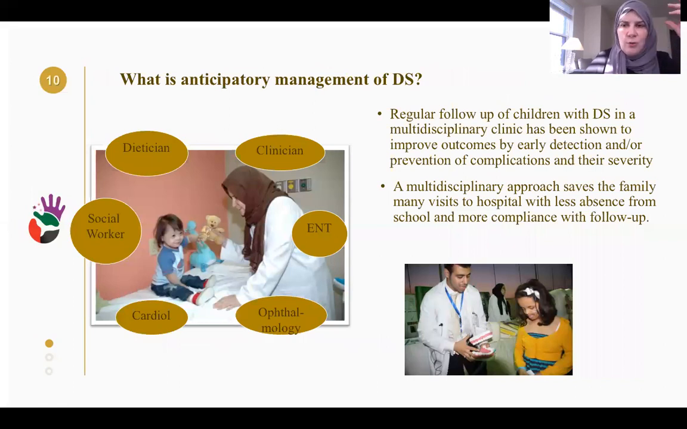Okay, so by now I think you know what anticipatory management is. Regular follow-up of children with Down syndrome in a multidiscipline clinic. So you have with you the hearing, the ear doctor, the eye doctor, sometimes the heart doctor, the cardiologist, or the dentist, and so on. And this follow-up has shown to improve outcomes by early detection and prevention of complications and their severity. It also decreases the number of visits to the hospital because you're getting one stop but multiple visits at the same time.